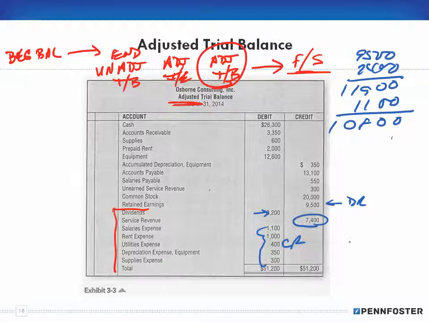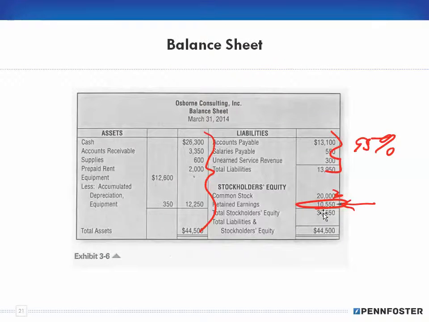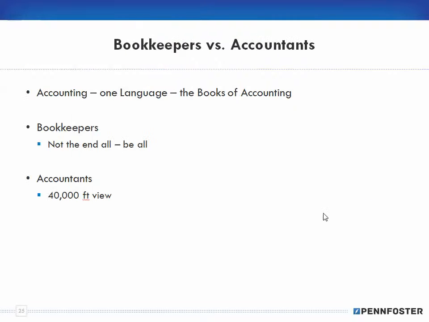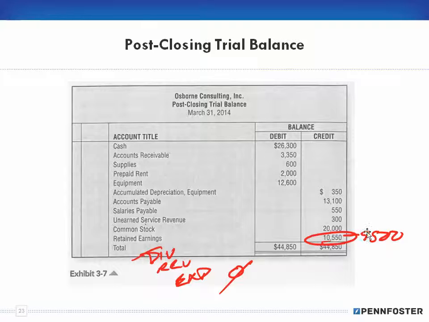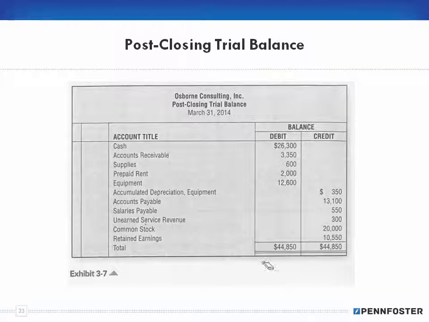And the opposite is going to happen for this service revenue. This is a credit, so that means we're going to debit that, which means we would end up having to credit the retained earnings. So when we take into consideration all of these figures, that's going to change our retained earnings account to 10,550, when you've posted them all to that account. So that's why when you've made those journal entries, you post them to the ledger accounts, and then you create yourself a post-closing. Notice the word post, meaning after closing.